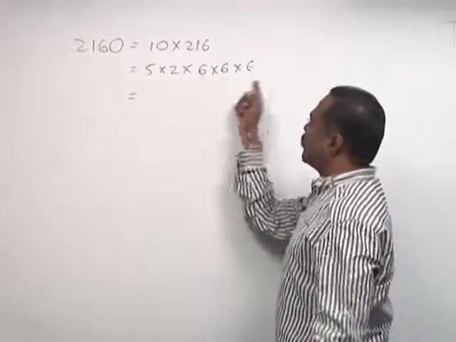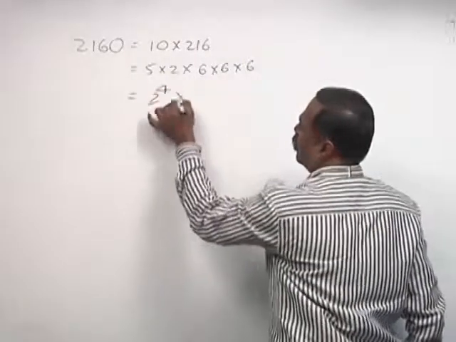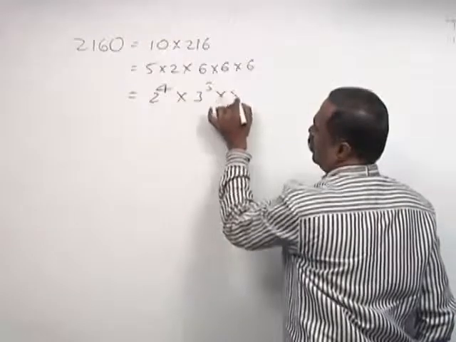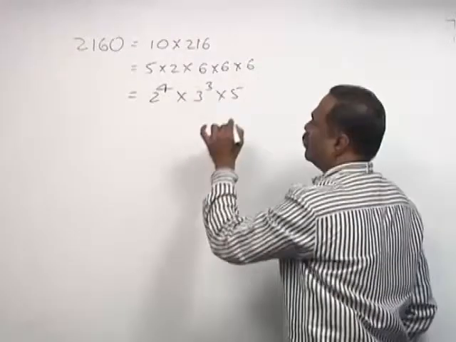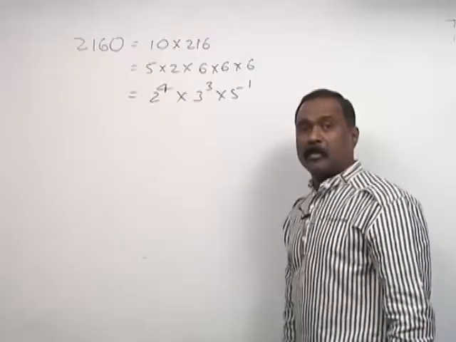So how many 2's are there? 3 2's and 1 2. This is 2 power 4. How many 3's are there? It is 3 cube. How many 5's are there? Only 5. This is like this. Now it is prime factorized.